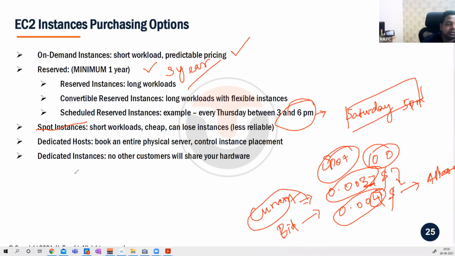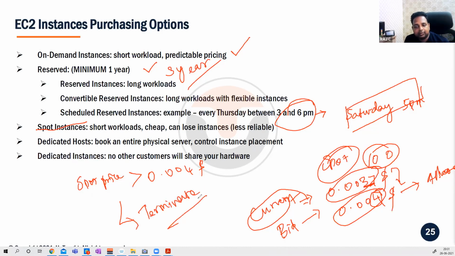If your spot instance price goes above 0.004, currently you're given $0.004, if it goes beyond that, what happens? Your instance will be terminated. If the current price goes above your quoted price, then that machine will be taken away from you. You will get only a 2 minute notification saying that this machine will be terminated because the current price has gone above your bid price. I'll quickly switch and show you the other option.